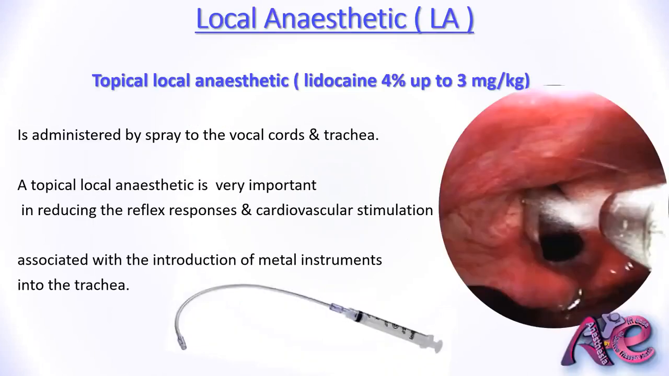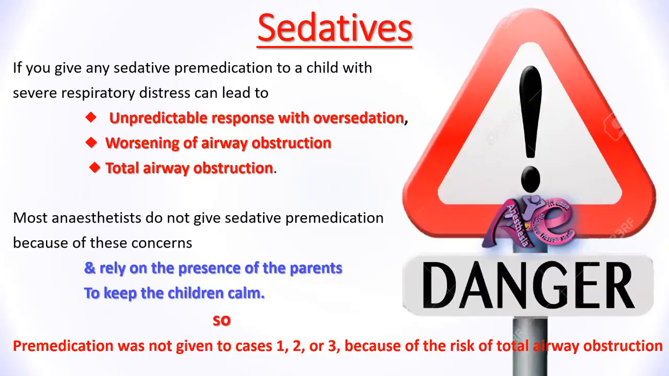Here, the most important drug to be given is the local anesthetic, for topicalization of the airway. We should topicalize with local anesthetic, lidocaine 4% up to 3 milligram per kilogram, administered by spray to the vocal cords and trachea. Topicalization of the airway is very important. It reduces the reflex response and cardiovascular stimulation associated with introduction of a metal instrument into the trachea.